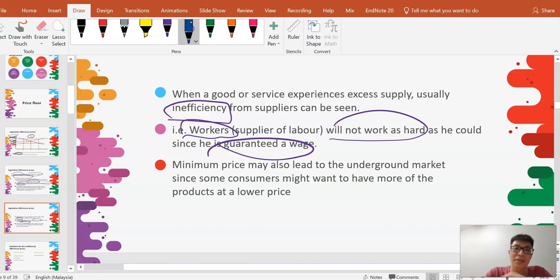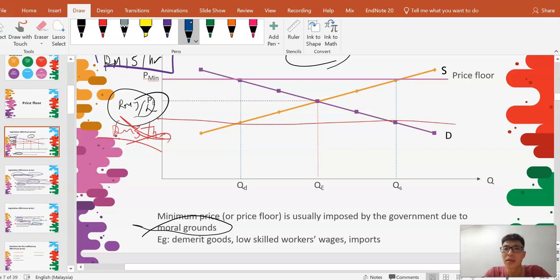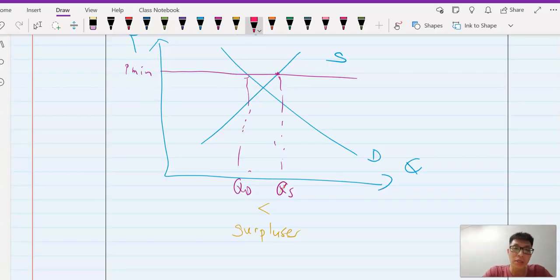Right? The second effect is it will lead to an underground market. Some employers may not want to wash the dishes, may not want to take orders because of the face problem, for example. However, they are not willing to pay the minimum wage. So what do they do? Maybe they would like to pay a little bit higher than the equilibrium price. Maybe higher here, but not as much as the minimum. So this creates the underground market.